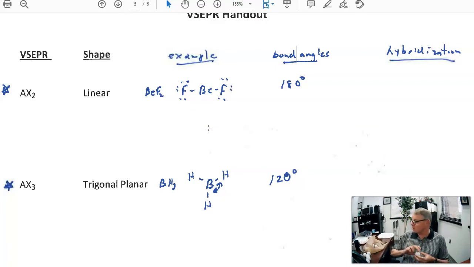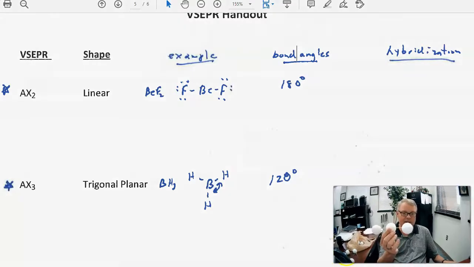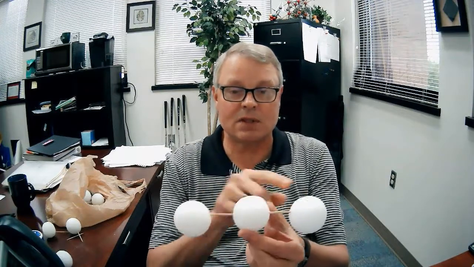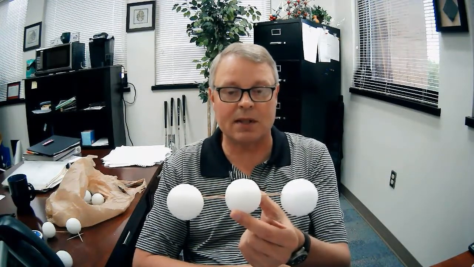Well, let's take our model set that we talked about from last video. So here's my beryllium. You just kind of have to use your imagination when you go cheap on the model set. And here's my 2 fluorines. How can I get these fluorines as far apart from each other as I possibly can, which minimizes the repulsion, which would be the lowest energy state? Well, I could put one on this side, and I could put one on this side, like that. And if I do it like that, that gets these atoms as far away from each other as possible, and I end up with a shape that looks like this.